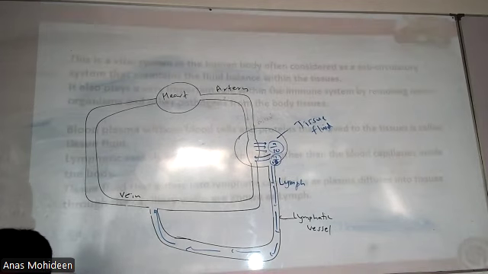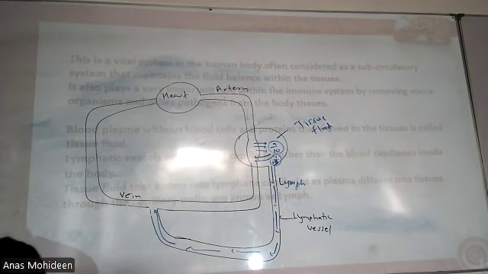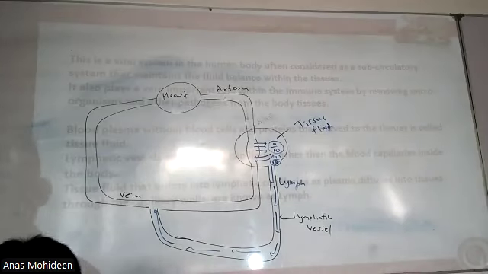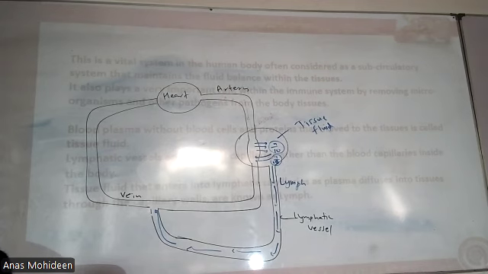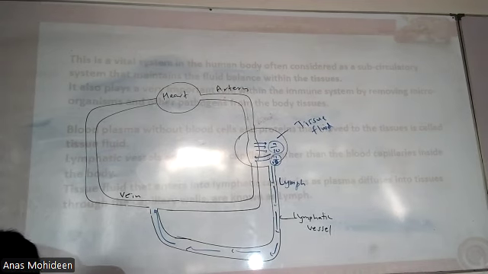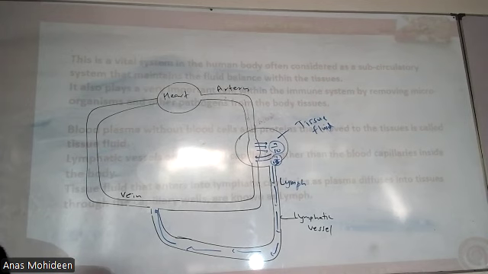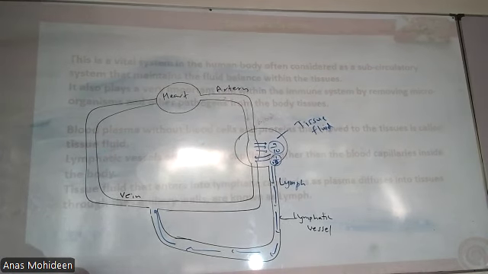Right. So you see, this is a vital system in the human body, often considered a subcirculatory system, that maintains the fluid balance within the tissues. Underline that. Maintains the fluid balance within the tissues. It also plays a very important role within the immune system by removing microorganisms and other pathogens. Underline that too. These are the two functions.